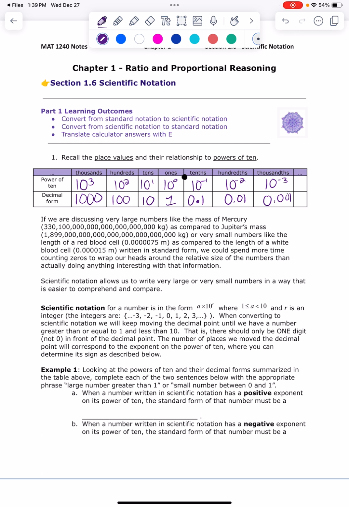So every time you change the exponent, you're moving the decimal. If it's negative, you're moving it to the left. If it's positive, you're moving to the right.